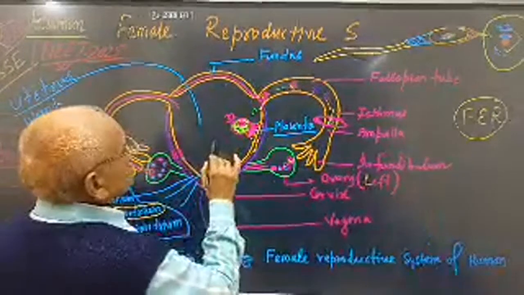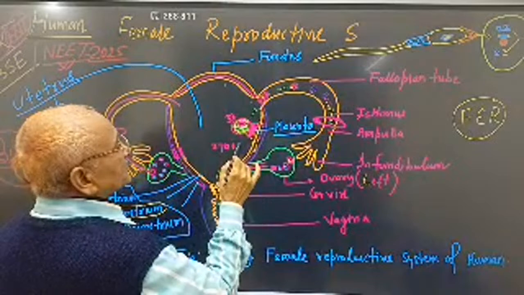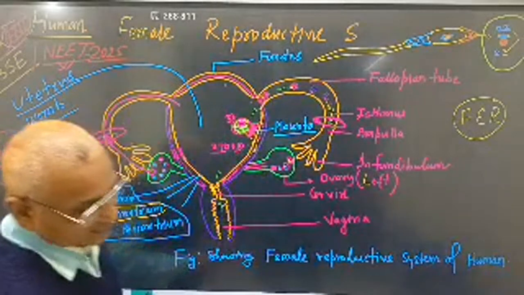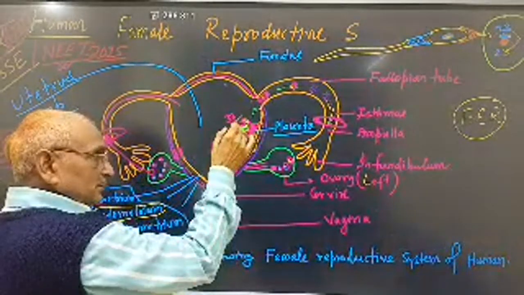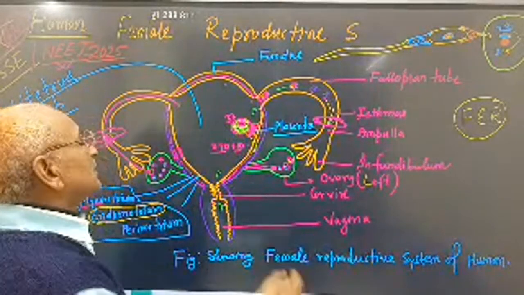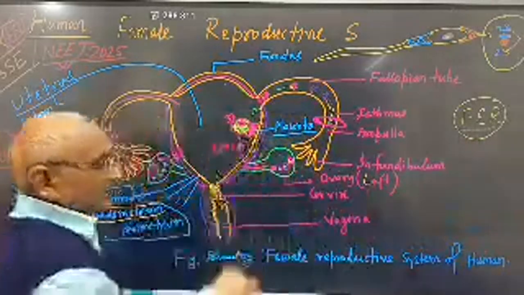After 270 days, plus or minus 10 days, try to understand, the fetus becomes mature. That is called the gestation period, and a reflex is generated by the fetus.